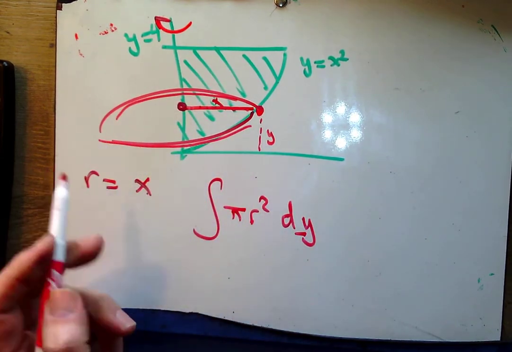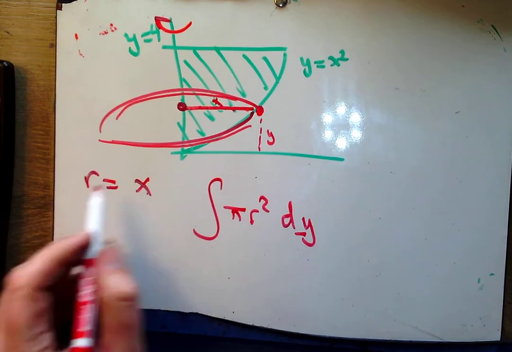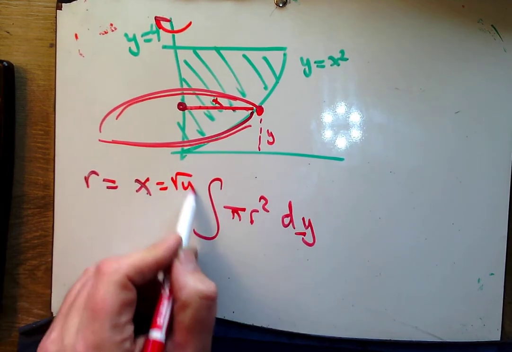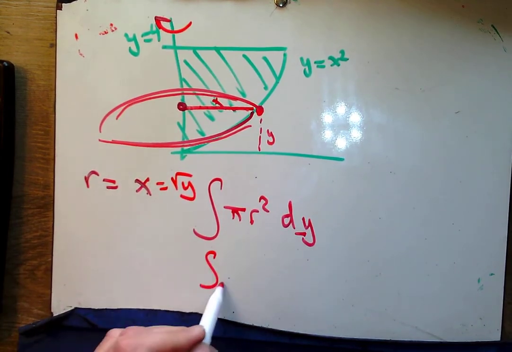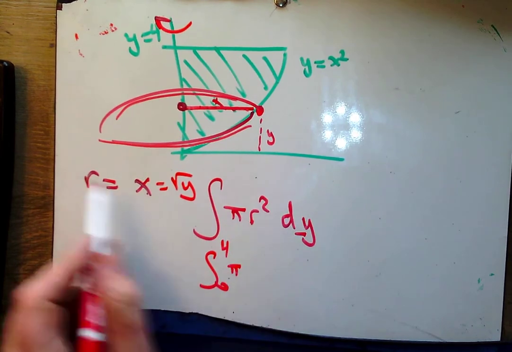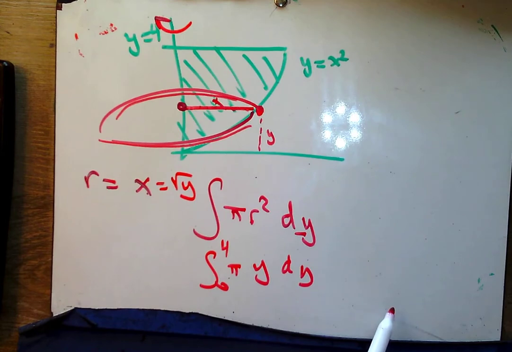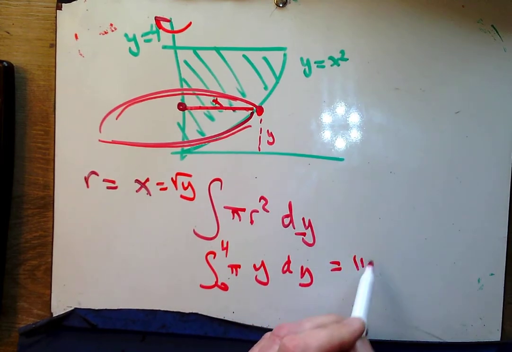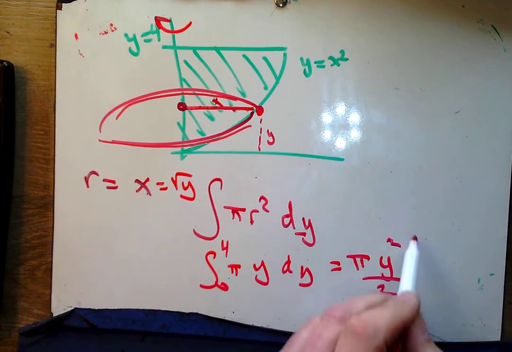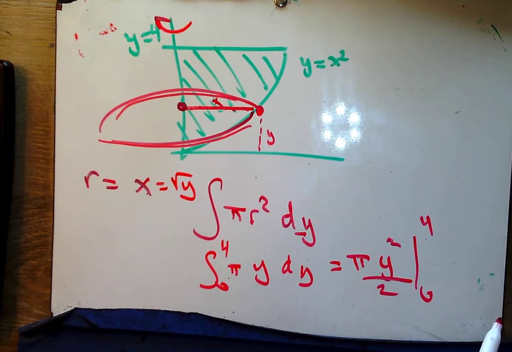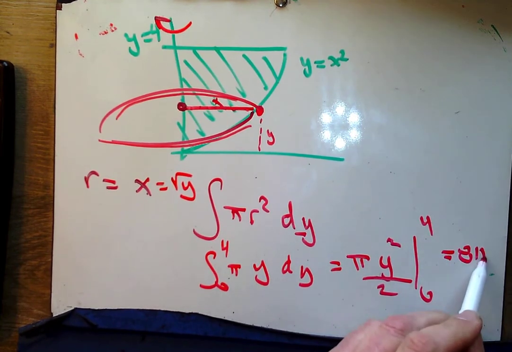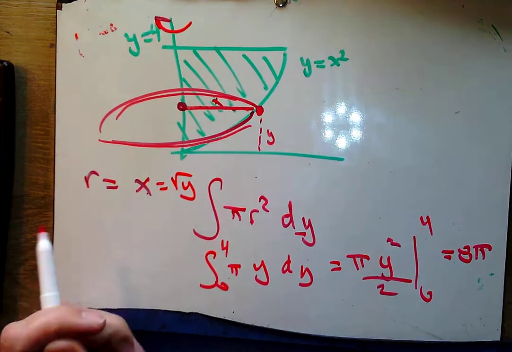Its thickness is a vertical thickness. So I know that x is the square root of y. I get here 0 to 4 of pi r squared. It's just y dy. Okay. So pi y squared over 2 from 0 to 4. And that's 8 pi.